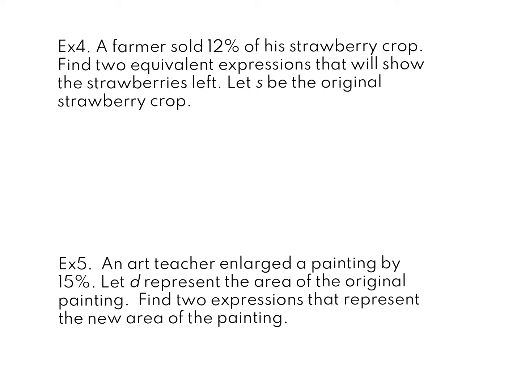Example 4. A farmer sold 12%. Selling, to me, means subtracting. So that's going to be important to read these and understand if you're adding or subtracting. So a farmer sold 12% of his strawberry crop. Find two equivalent expressions that will show the strawberries left. S is the original crop. So if we start with our original whole crop, we are going to subtract 12% of that. 12% of s is 0.12s. So there's my first expression.